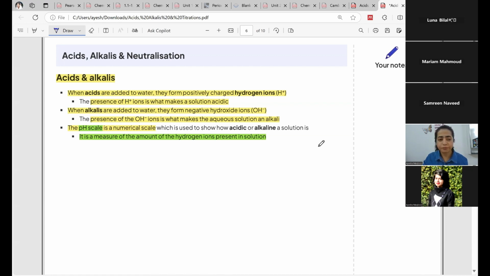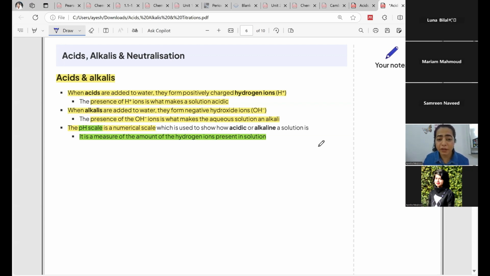Yes, Mariam. Okay, so acids, when we put them in water, give off positive hydrogen ions, and this is what makes them acidic. And alkalis, when you put them in water, give off negative hydroxide ions, and this is what makes them alkaline. Right, that is fine.